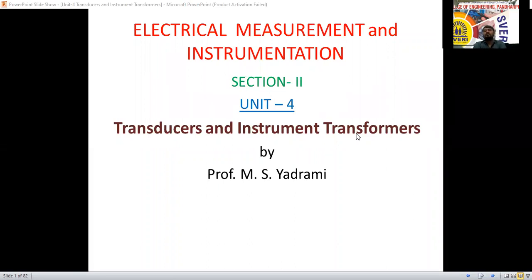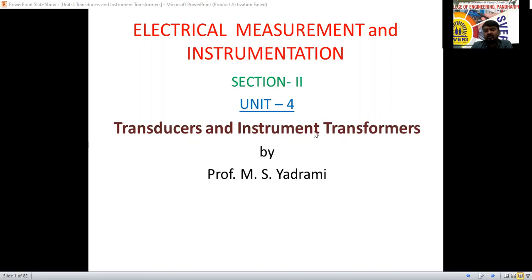For measurement purposes, we use instrument transformers in the substation and so on. 220 kV, 440 kV, very high voltages are there. Directly we cannot put the voltmeter over there. For measurement purposes, we have to reduce that voltage to 100, 120, 200 volt. For that reason, we use potential transformers. And to reduce the current, we use current transformers. So instrument transformers are of 2 types: potential transformer and current transformer.